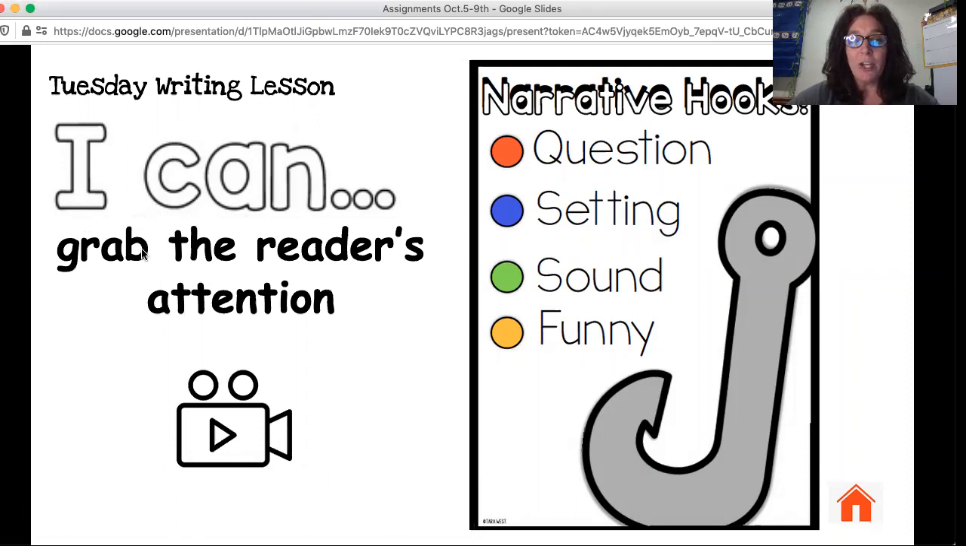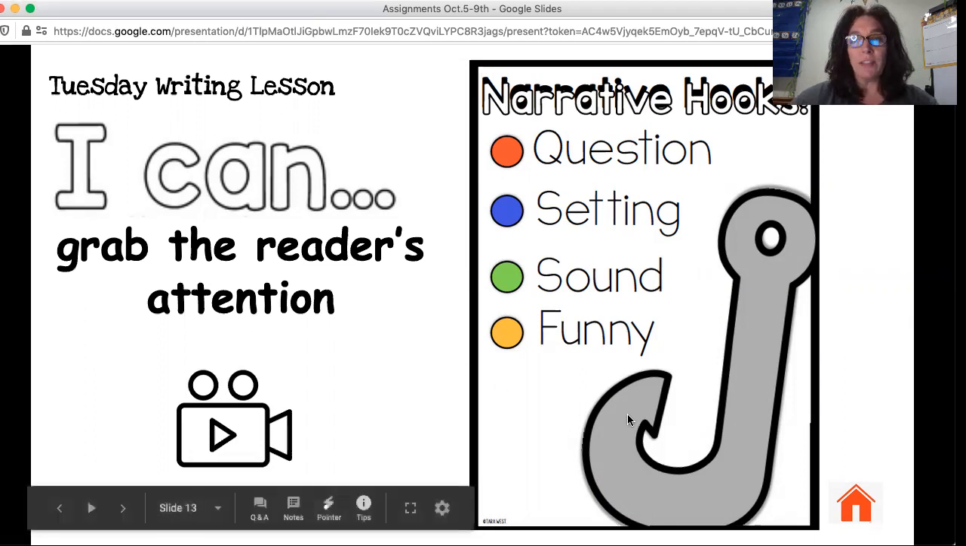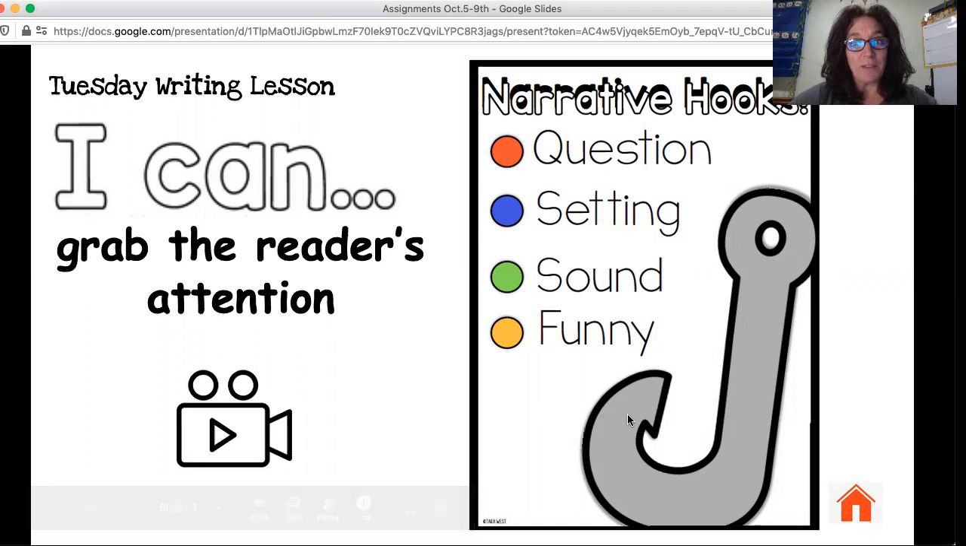I can grab the reader's attention. What does that mean? I'm not going to grab them. No, but I want to hook them into my story, just like a hook would grab a fish if there was bait on the end. Well, I want the reader to start reading my story and keep reading. So I want to make sure that my beginning is pretty interesting. And today we're going to talk about 4 different ways that you can begin your story.